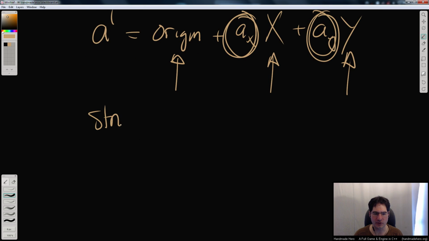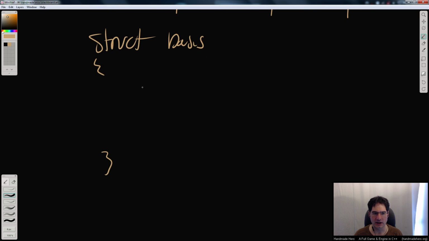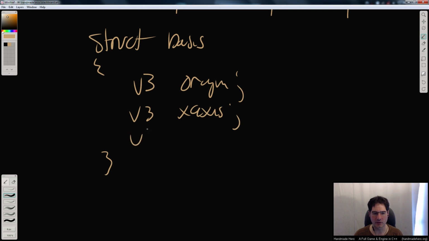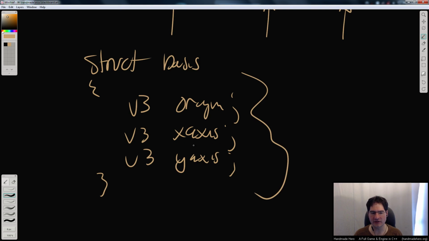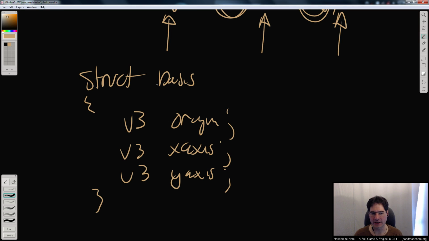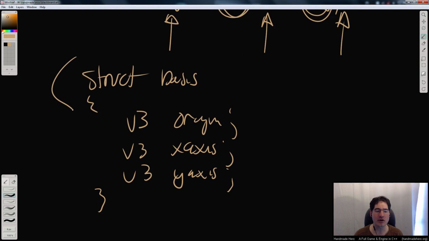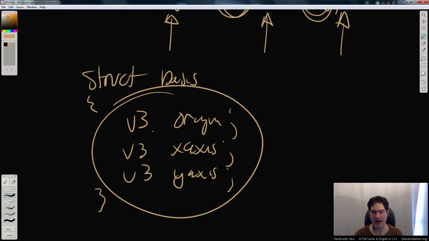So you can imagine if we wanted to define a basis explicitly in code, it's something that just looks like an origin, an x-axis, and a y-axis. Now again, what are these defined in terms of? It doesn't matter. The basis is just something that describes a space in terms of another space. So depending on how you decided to use it in the code, it's whatever this definition happens to be.